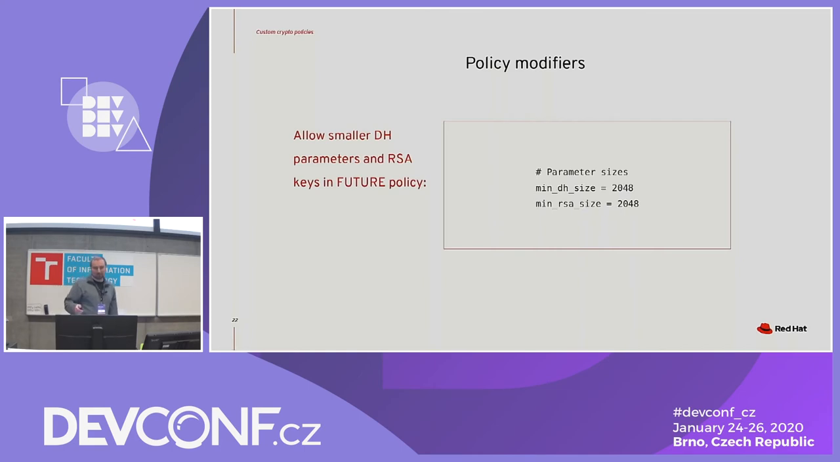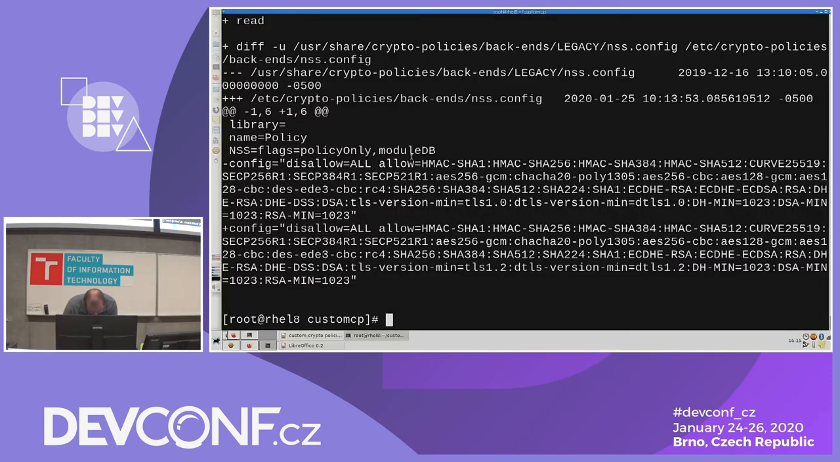Another example, we can make the future policies somewhat more usable on the general internet, because most, like 80% maybe, or even more, of the certificates of the servers on the general internet have 2K RSA keys only. And the default or the future policy as is has 3K minimum. So this is kind of useful if you want to try using the future policy more.